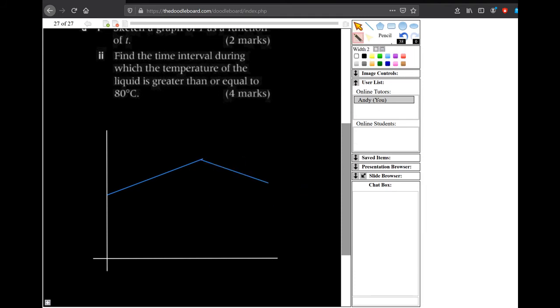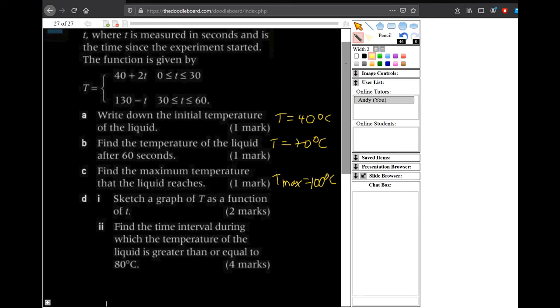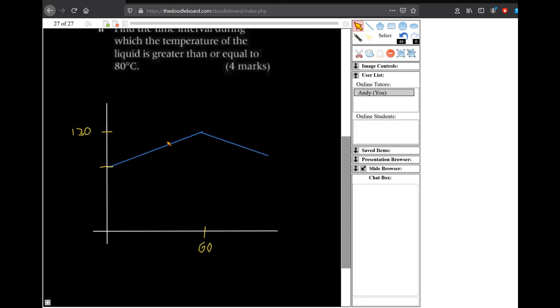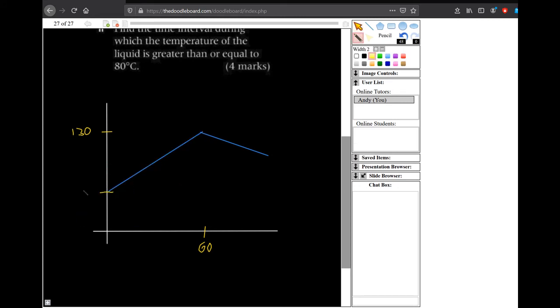Okay, I can also mark on what my maximums were. So I know that my maximum temperature was here. That is 130. If I want, I could write when that time was. That was when t was equal to 60. And I could also put in my initial temperature here, which was 40. Okay, so my scale is a bit suspect there. Let's move that down a bit. Put that down there. Make that 40 down there.